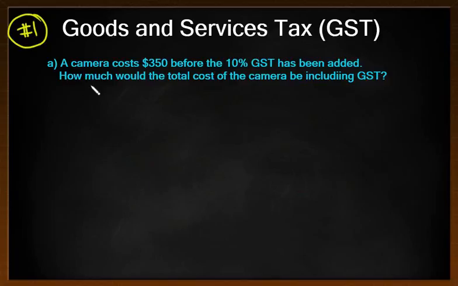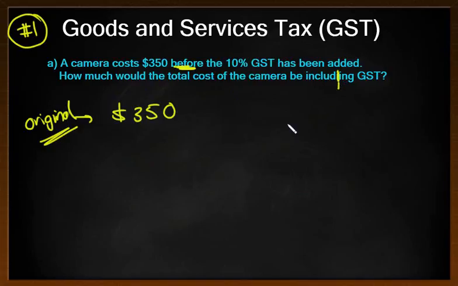In this case, we've got a camera that costs $350. I'm going to write that amount down. That's important, and this is before the 10% GST has been added. So that is my original amount. What we're trying to work out is how much the total cost of the camera would be, including the GST.